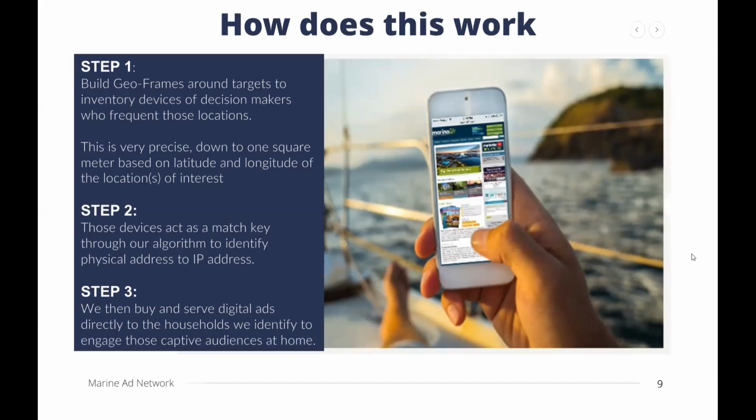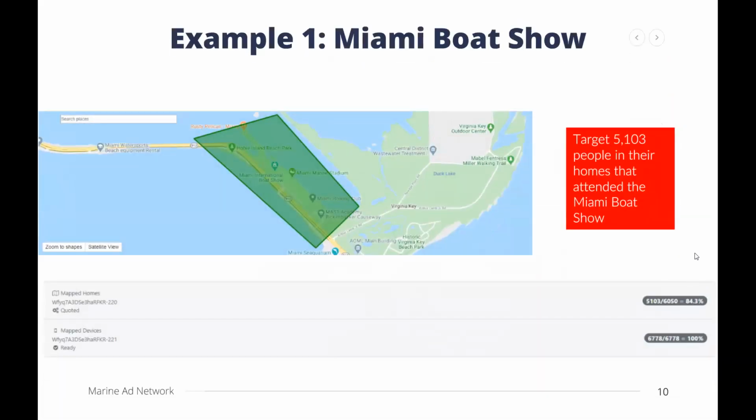So now let's move on. I'm going to show you at a more practical level exactly how this works. So let's say we have a particular area of interest that we want to target. So for the sake of this webinar, I'm going to use the Miami Boat Show as an example.